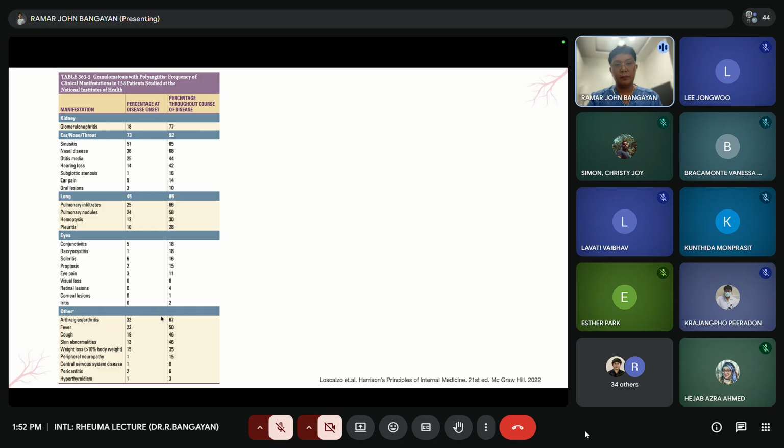Okay? Just review this. What you have to remember is your ear, nose. Your kidney is just 77%, but it can still be affected, either nephrotic or nephritic. Okay, always remember that. You have sinusitis, nasal disease, otitis media, hearing loss, subglottic stenosis, ear pain, and oral lesions.